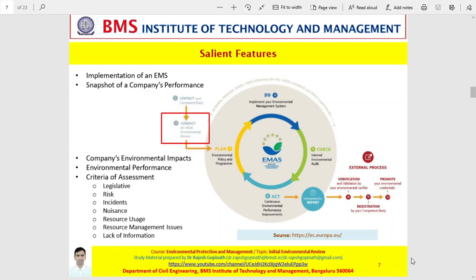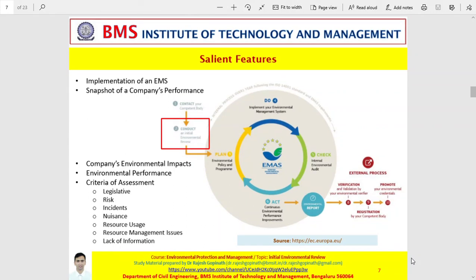So how do we go about doing the assessment? There are various criteria that we need to consider. For instance, the regulatory obligations, the legislations, the risks to the environment, the occurrence of incidents, the actual and potential nuisances, the resource usage or resource management issues, and definitely lack of information or data to make a satisfactory appraisal.